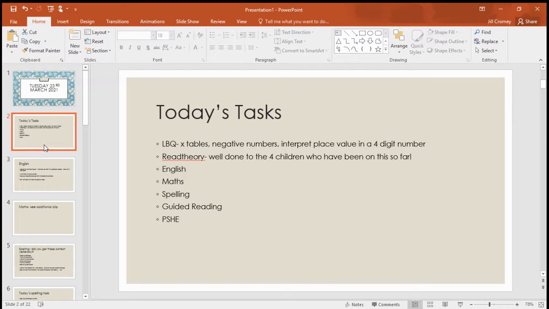And you're going to look at place value in a 4-digit number, thinking about what those different numbers represent. We have started to look at that in terms of decimals over the last week or so. We're going to look at our English session, where we're going to be thinking about a setting description. Your maths, obviously, is an additional video, as it has been the last few days. So spelling, thinking about those suffixes again. Guided reading, a bit more murder at the manor. And we're going to finish off with some PSHCE.